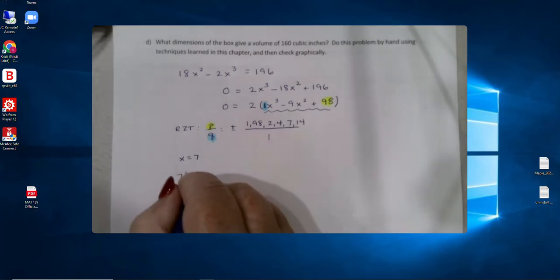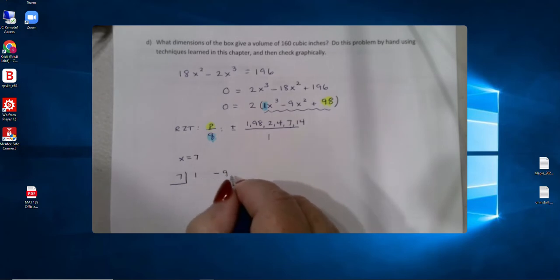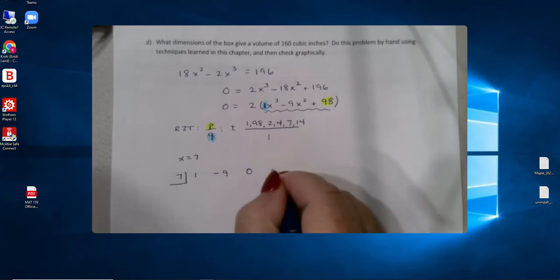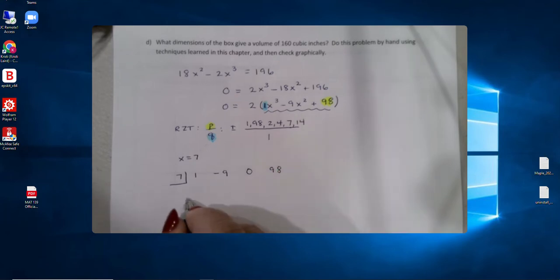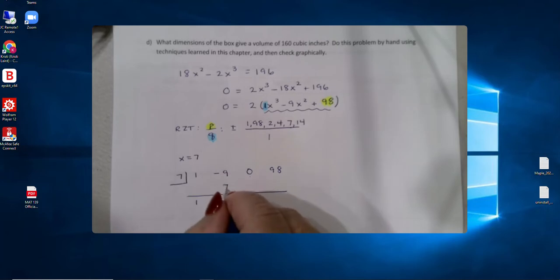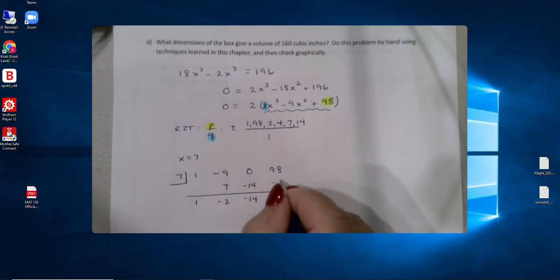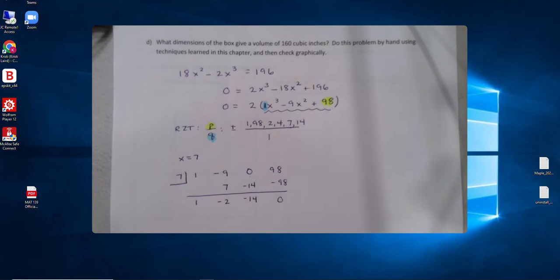So 7, there are 0 x's there. Put that 0 in, and then the 98, the constant term. Right? Again, there's no x to the firsts. That's why I put that 0 in there. And then just a quick little synthetic division here. And there we go. Remainder 0 as expected, since I already knew that was a 0.